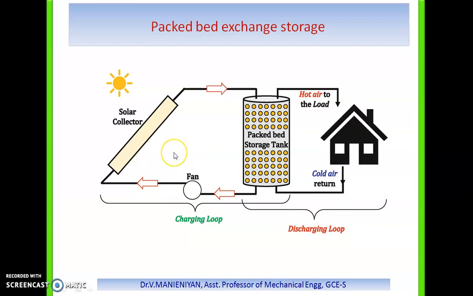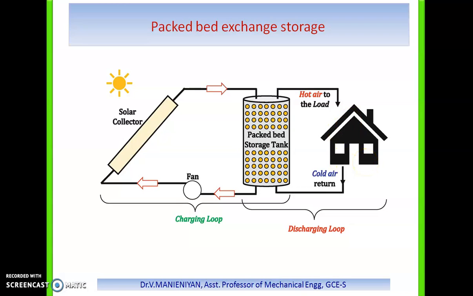The solar collectors are used to collect the solar energy, passing it through the bed system, which is a storage tank system. We recirculate the air using a fan, which is a forced circulation system. In the discharging unit, cold air passes through the bed, and hot air is delivered to the space heating system.